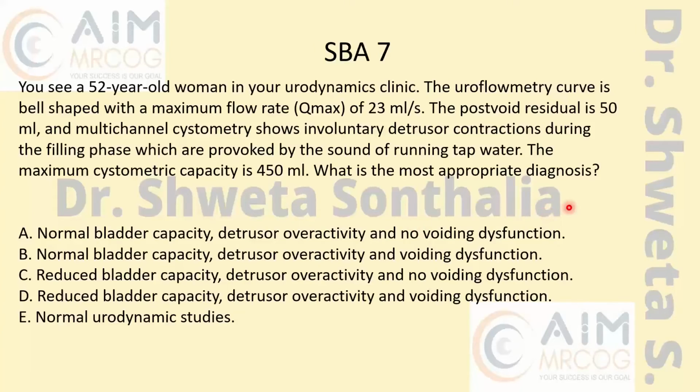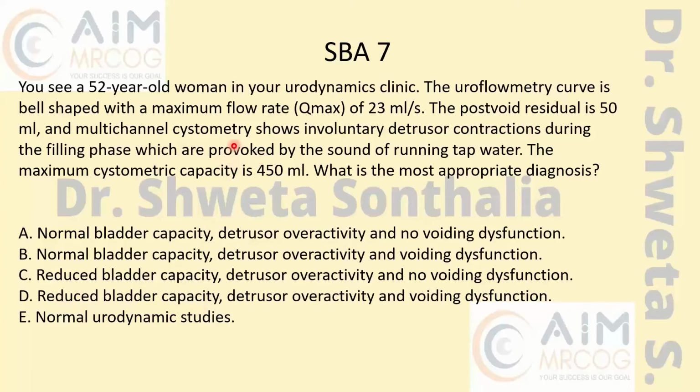Normal bladder capacity, detrusor overactivity, and no voiding dysfunction. Normal bladder capacity, detrusor voiding dysfunction. I think the first one. Yes, good. The first one. Now B you have ruled out. Read the third one, C, the reduced capacity. So you already made it normal, so reduced capacity is out.